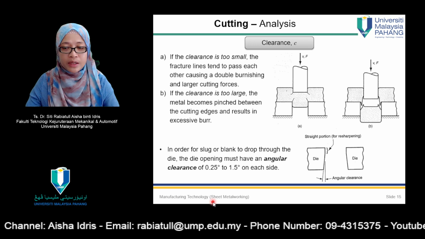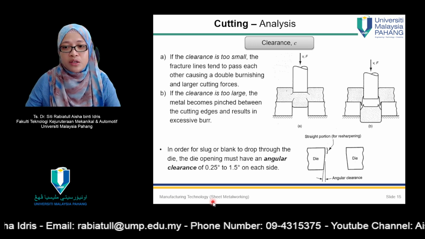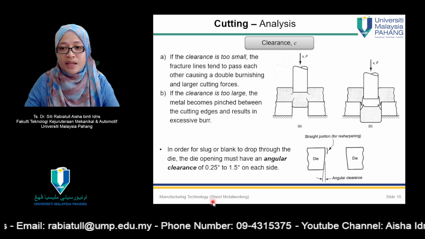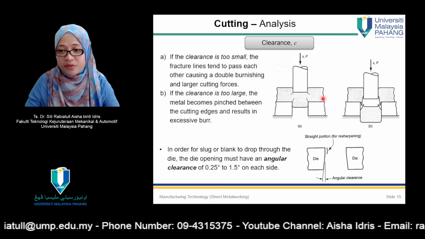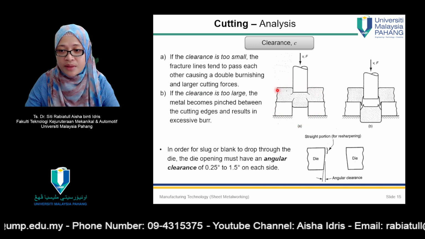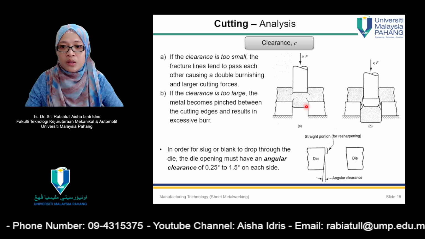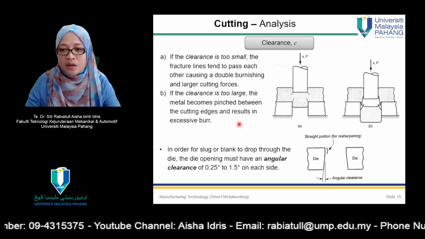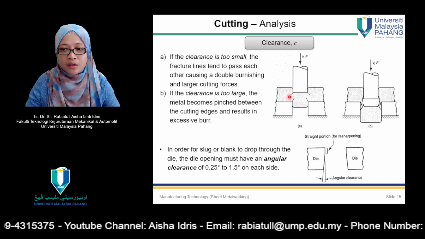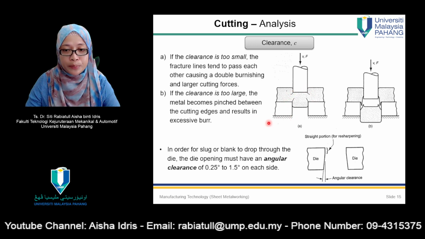So what happens if clearance is too small or if it is too large? If it is too small, the fracture lines tend to pass each other, causing double burnishing and larger cutting force, as you can see from this figure over here. This is the fracture line, so it will create double burnishing and large cutting forces, which finally will create damage to our final product.